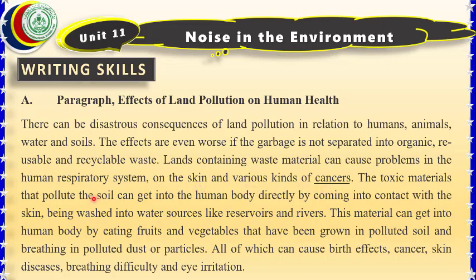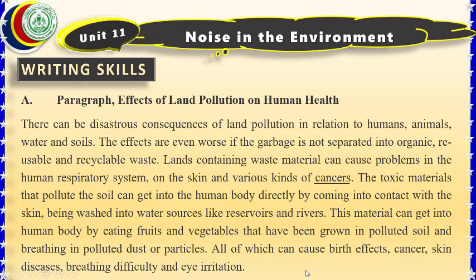The toxic materials that pollute the soil can get into the human body directly by coming into contact with the skin, or being washed into water sources like reservoirs and rivers. This material can get into the human body by eating fruits and vegetables that have been grown in polluted soil and breathing in polluted dust or particles, all of which can cause birth defects, cancer, skin diseases, breathing difficulty, and eye irritation.